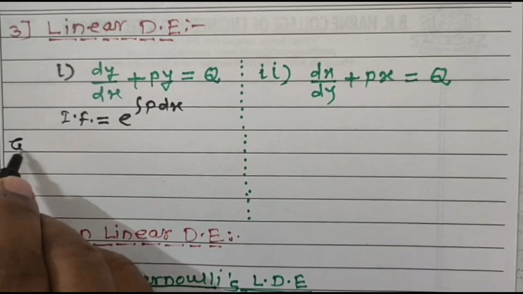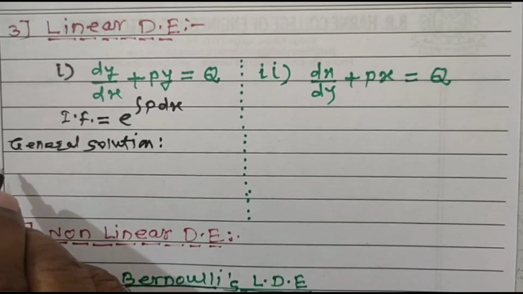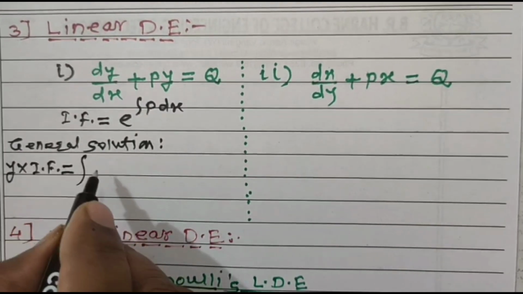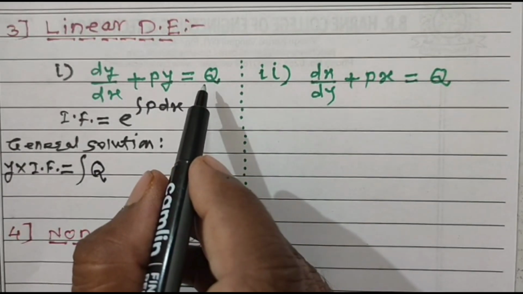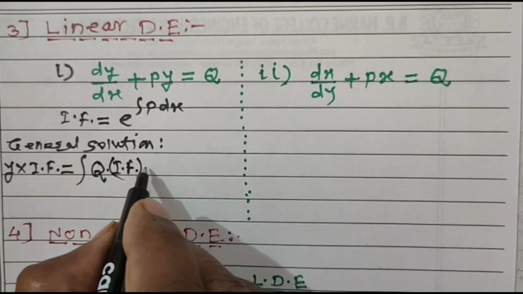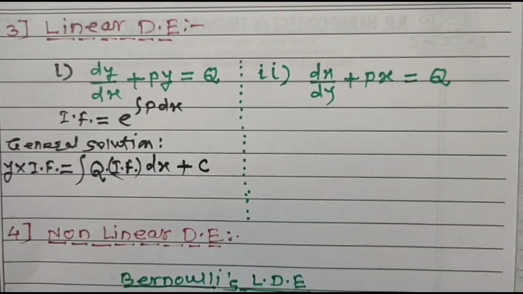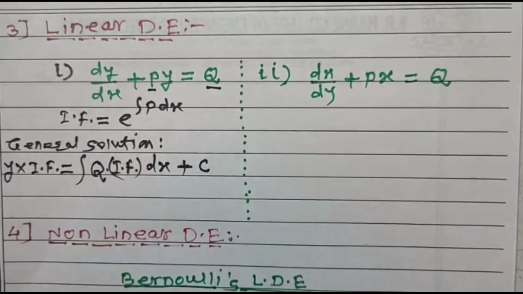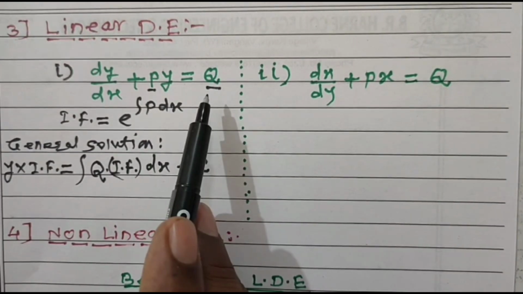So the general solution is given by, its formula is y into integrating factor is equal to integral of q, the right hand side of the given differential equation, q into integrating factor, and integral with respect to x plus constant c. In this case you have to remember p and q both must be purely functions of x only or constants.